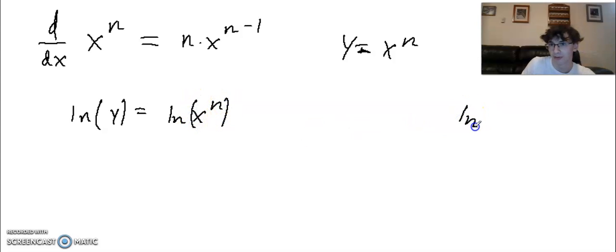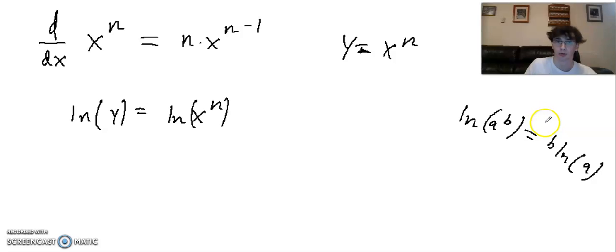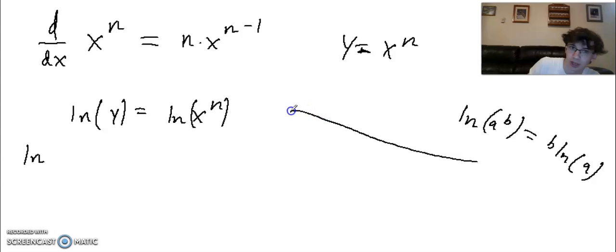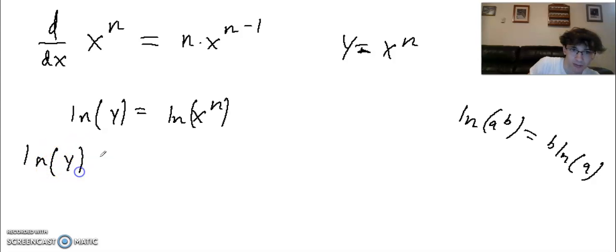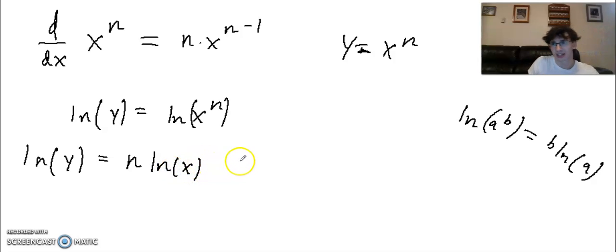And remember that if we have ln of a to the b, then that equals b times ln of a, with b being a constant. That's just one of our rules. So if we move back over here and do that right there, ln of y equals n times ln of x. We're starting to get somewhere, but I mean, you're probably still confused.